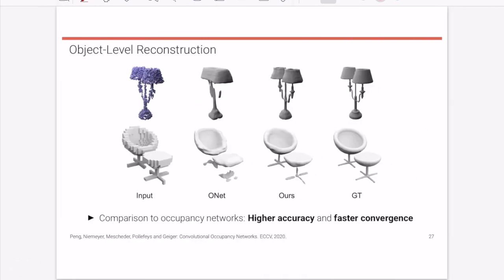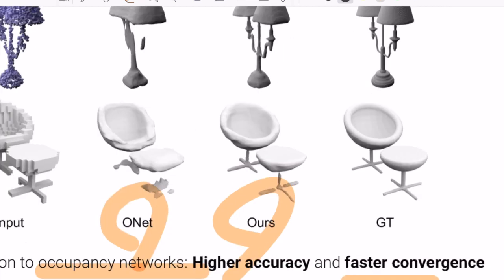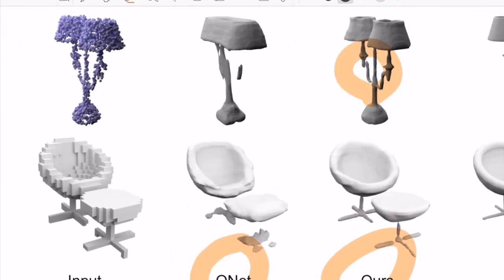Okay, so these are examples of object level reconstruction using convolutional occupancy network. This is occupancy network. This is convolutional occupancy network. Comparing to this one, convolutional occupancy network achieved higher accuracy and faster convergence, because it can use the inductive bias of the convolution module and better preserve the local detail, like this or this.